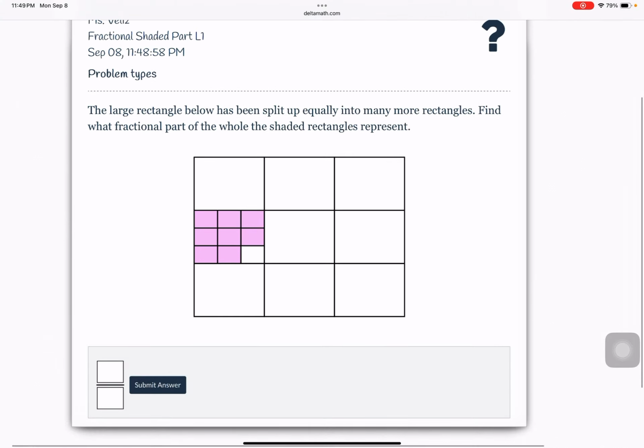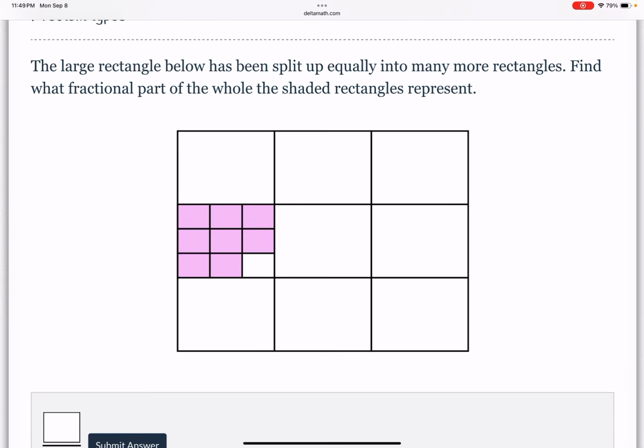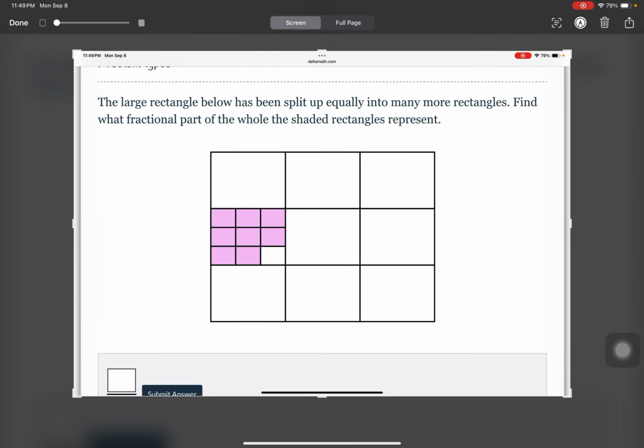And here's the next one. Same idea in this case. If I take a look at this, let's take a screenshot. How many parts does a rectangle have? How much was it initially split into? I have 1, 2, 3, 4, 5, 6, 7, 8, and 9. So there's a total of 9.